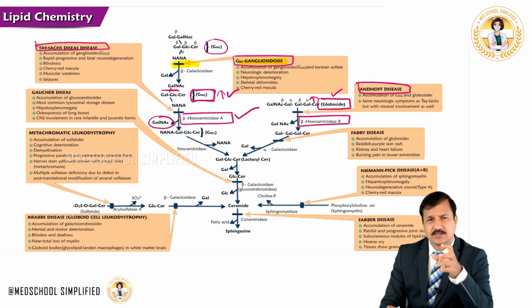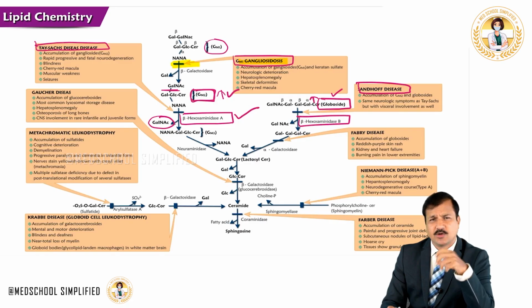That's the difference between Tay-Sachs disease and Sandhoff disease. In Tay-Sachs disease, there is accumulation of only GM2 ganglioside, whereas in Sandhoff disease, there is accumulation of both GM2 ganglioside and globoside. You need to remember that difference there.